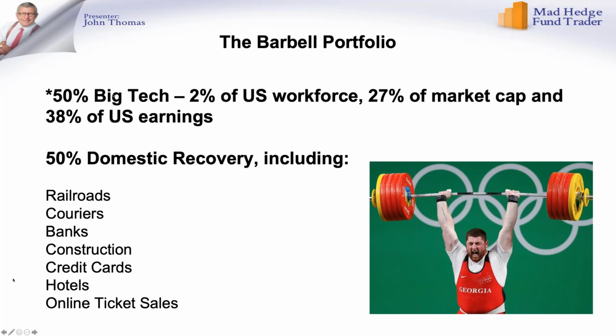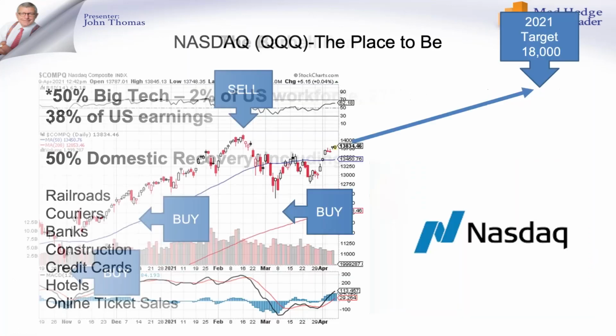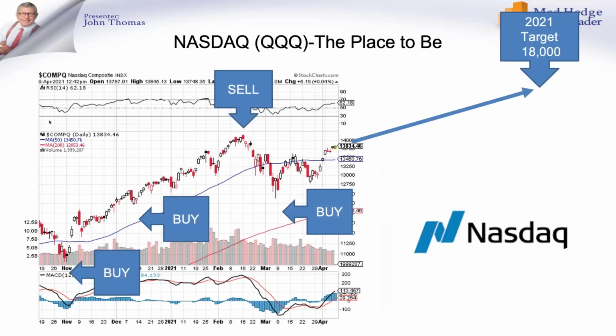Why so much in big tech? Well, you have 2% of the US workforce generating 27% of the market capitalization and an incredible 38% of all US earnings. So you can't invest without tech. Here's another reason we're targeting 18,000 in the NASDAQ this year. That's up from 13.8. So we still have a lot to go.